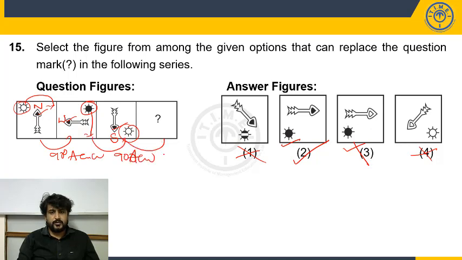By applying the same logic, 90 degrees anti-clockwise, from south it will move towards east. I mean, the arrow will be pointing towards east. Choice 2.